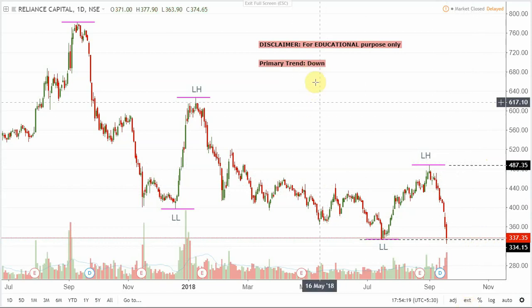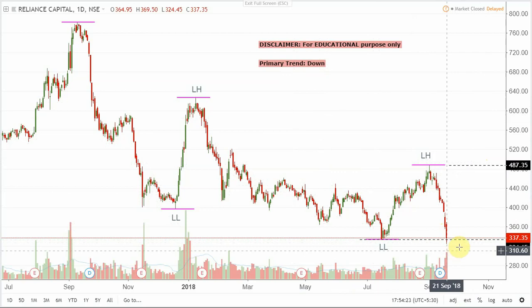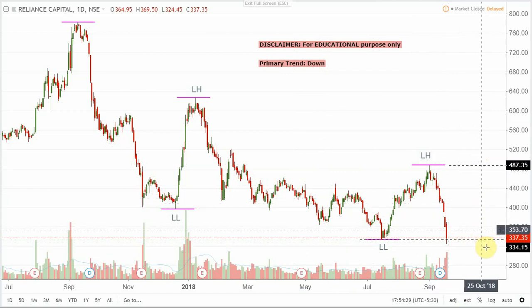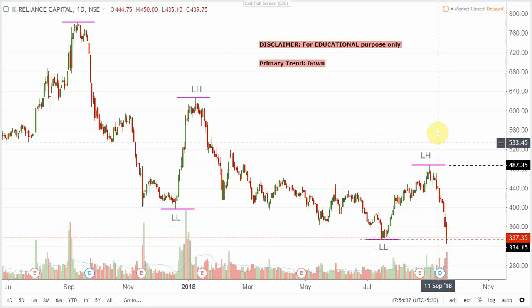So that's our assumption. The current primary trend is a downtrend. We are expecting a pullback up now, and if the downtrend continues, then it will make another lower low, lower than this current low, which will be made in the next few days. So that's our review of this stock.